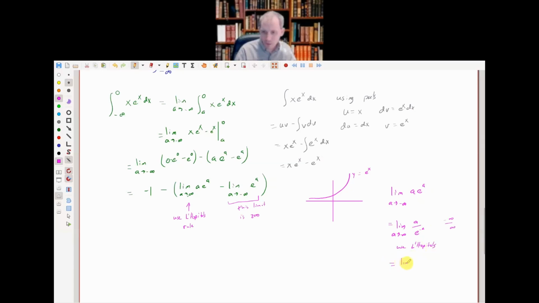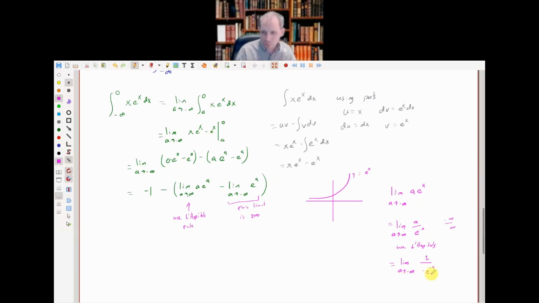So this is going to be the limit as a goes to negative infinity. Remember, L'Hopital's rule gives you a new limit. And I look at the derivative of the top and the derivative of the bottom separately. So the derivative of a with respect to a is 1. And the derivative of e to the negative a with respect to a is e to the negative a times negative 1.